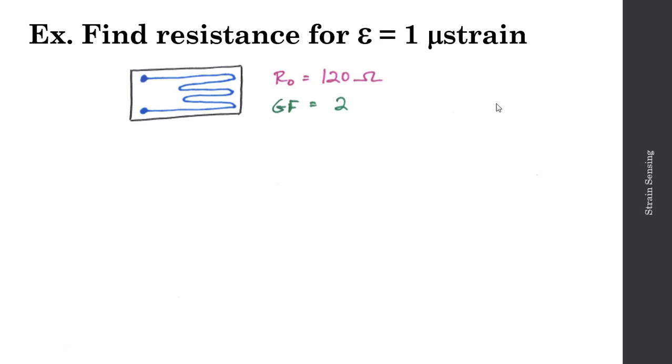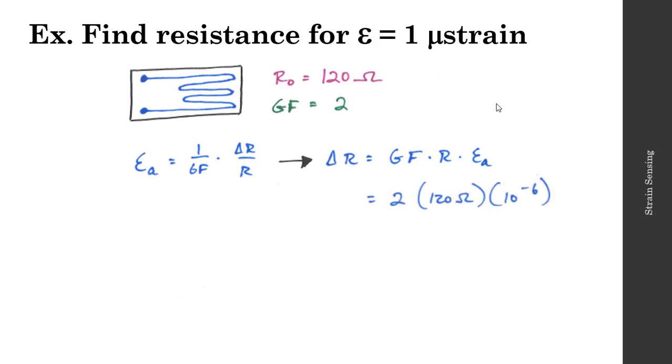I know that my axial strain is equal to 1 over the gauge factor times the quantity delta R over R. So delta R then will be equal to the gauge factor times R, the nominal resistance, times this axial strain. If I plug my numbers in here, that'll be equal to 2, gauge factor of 2, times 120 ohms, times 1 microstrain, so 10 to the minus 6. And thus my change in resistance, delta R, will be equal to 240 times 10 to the minus 6 ohms, which is also equal to 0.24 milliohms.